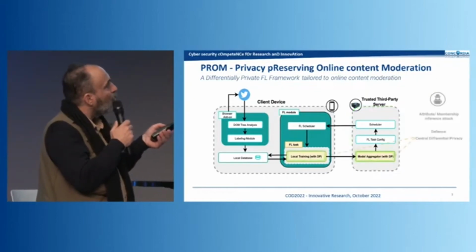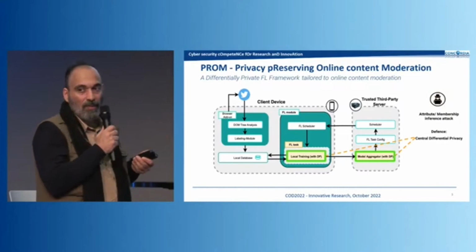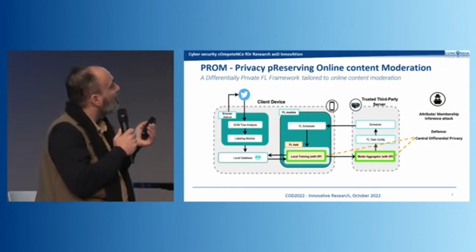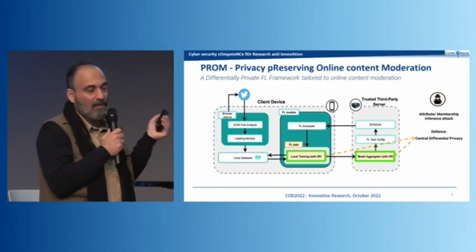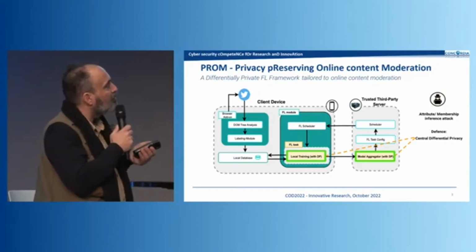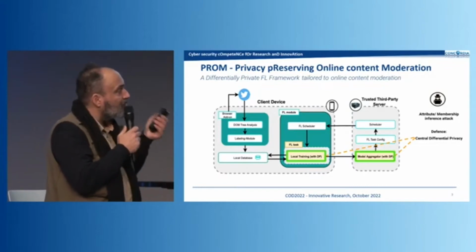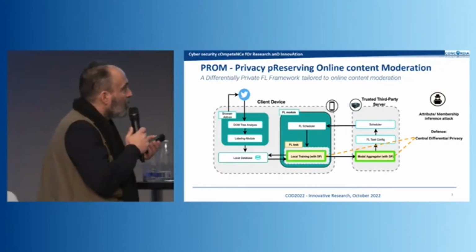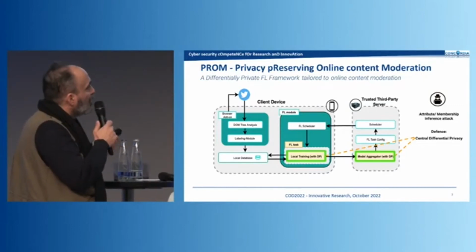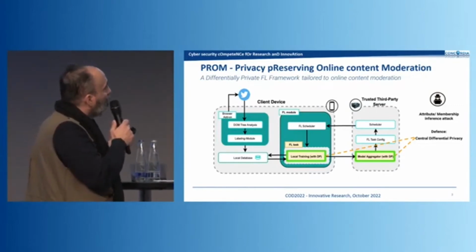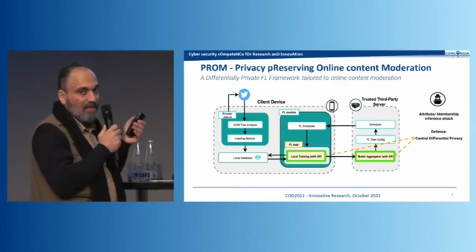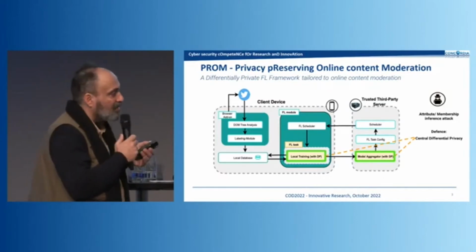And there is also a third entity, a potential attacker, who may perform membership inference attacks on the clients and the users' data that are participating in the training phase. As a defense, we apply central differential privacy. We apply DP noise in the training phase locally and on the server side. That is why we need to assume that the server is a trusted entity.